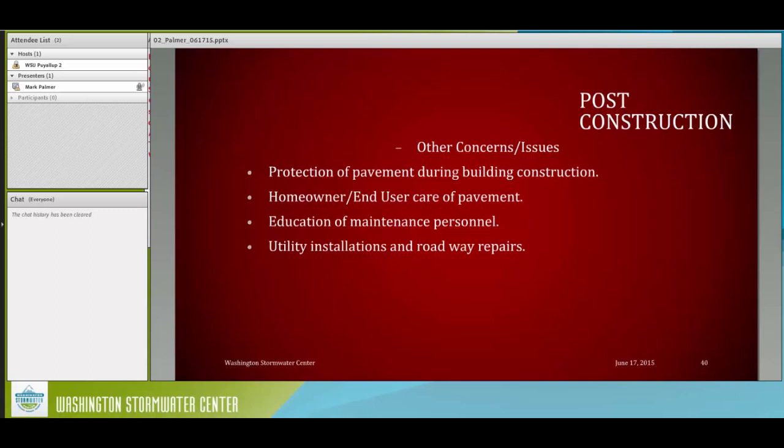Obviously, you need to educate maintenance personnel and make sure you have a good inventory of any porous streets that you might have. So it doesn't become a part of your chip seal program and you overlay or chip seal your formerly porous street or do a seal coat similar to the driveway we just saw earlier. This may call for some different policies on utility installations and roadway repairs.